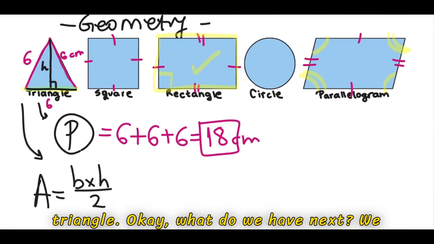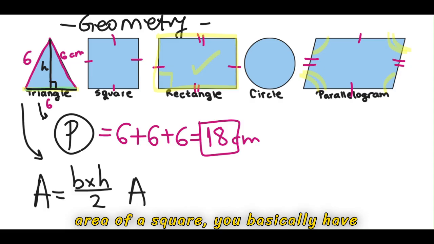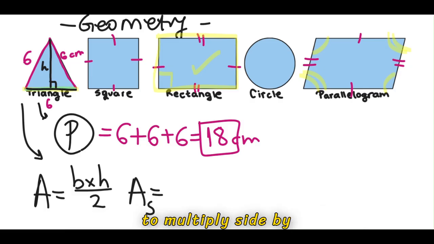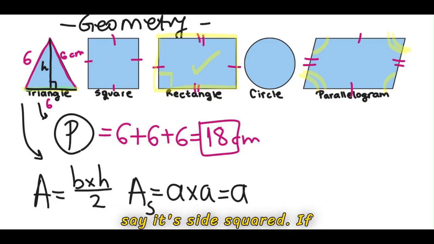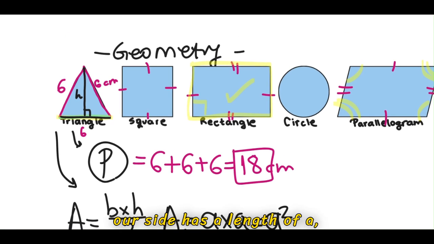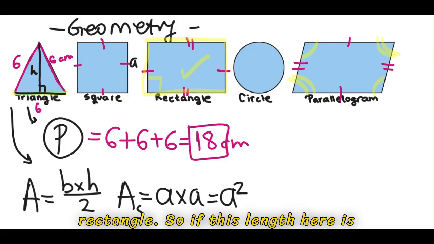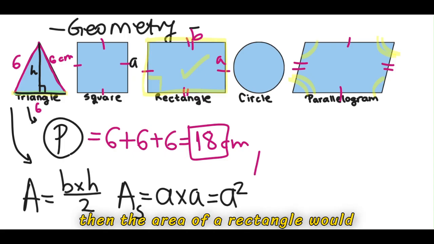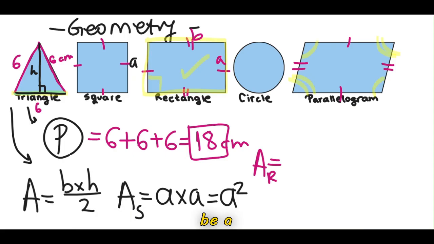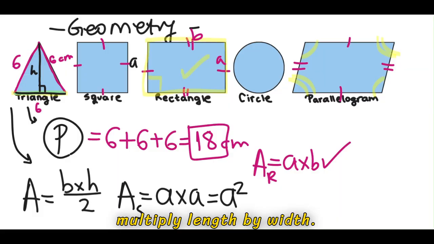Okay, what do we have next? We have a square. We know that in a square, all 4 sides are equal. So to find the area of a square, you basically have to multiply side by side. Or we can basically say it's side squared, if our side has a length of a. So a squared. Then we have a rectangle. The same thing works for a rectangle. So if this length here is a and this length here is b, then the area of a rectangle would be a times b. And that's it. So we just multiply length by width.